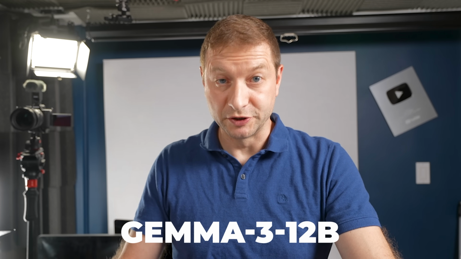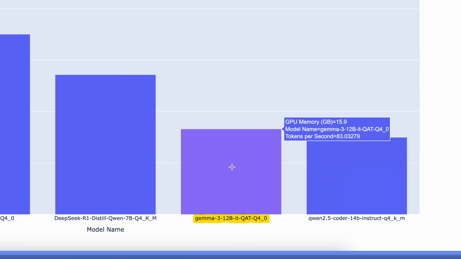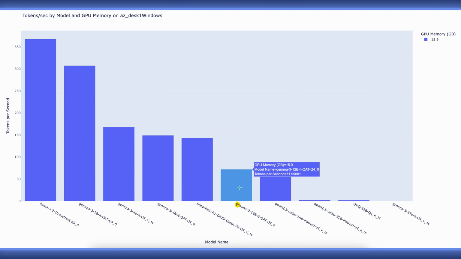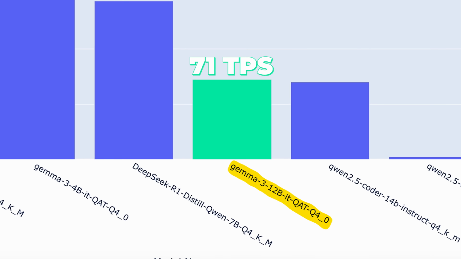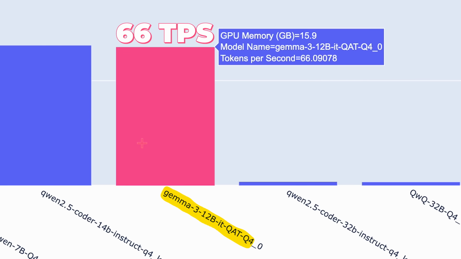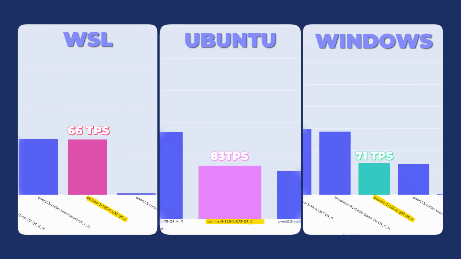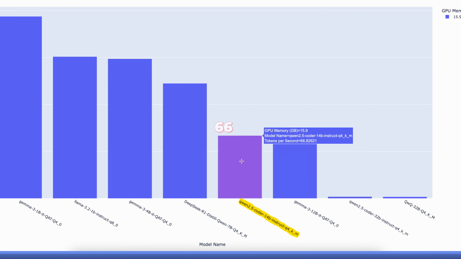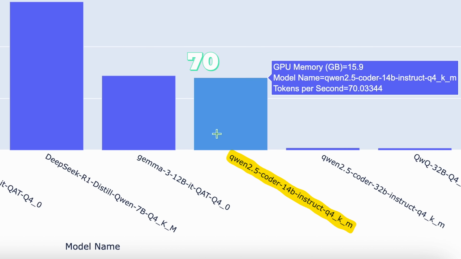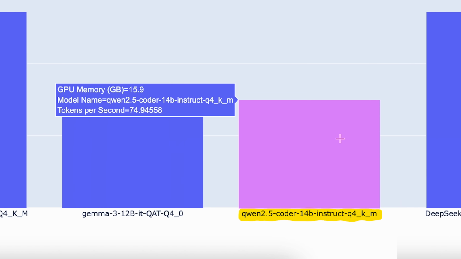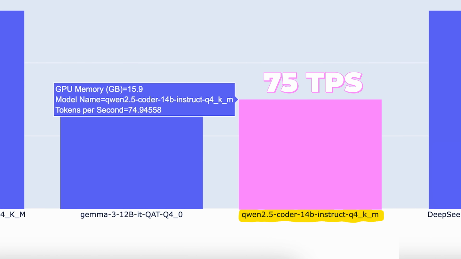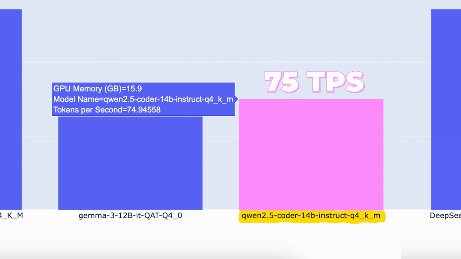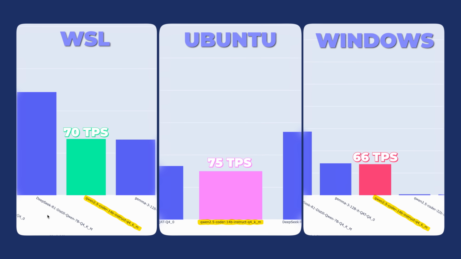This Gemma 3 12 billion. In Ubuntu, we're getting 83 tokens per second. Windows, 71, slower in Windows, and 66 in WSL. So a pretty consistent drop there from Ubuntu being the highest to WSL being the lowest. Qwen 2 Coder 14B, 66 in WSL, 70 in Windows, and there it is, 74.9, almost 75 in Ubuntu. Ubuntu seems to have a slight edge. Not as huge a jump as we saw initially, but still.